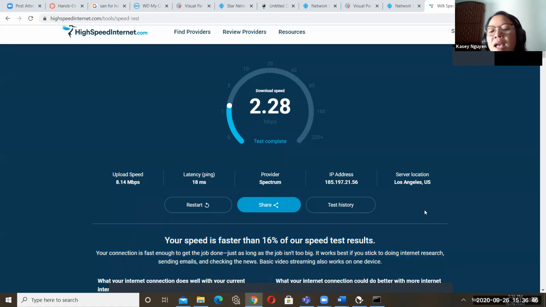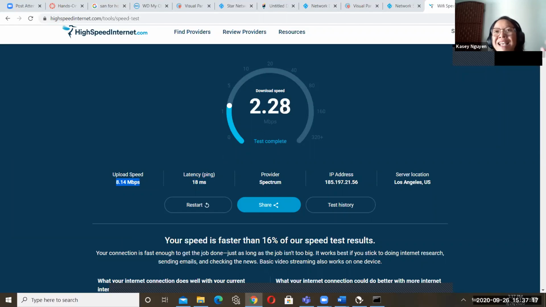Any questions? So the IP here is the public IP. That's why it looks different than your internal IP that you see on your computer when you do ipconfig or ifconfig, right? And then the ping here, we'll do some ping down the line. And then here's my upload speed and my download speed.